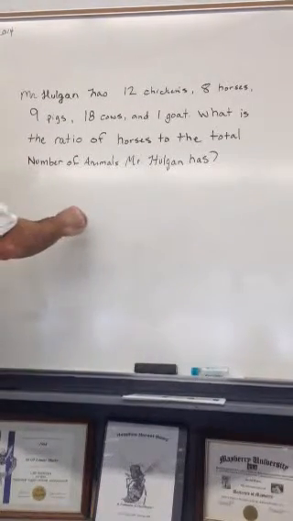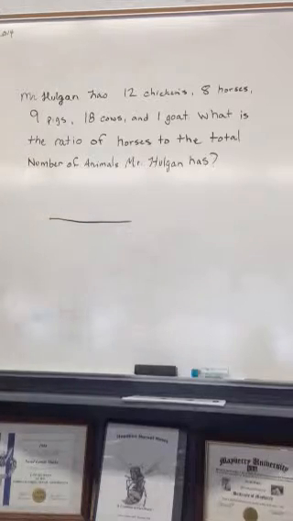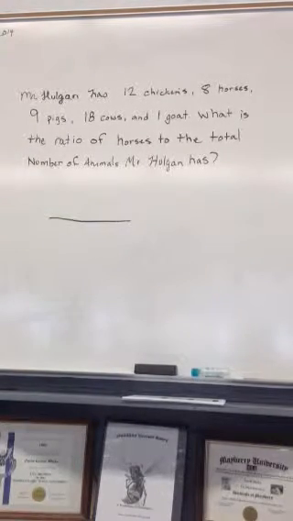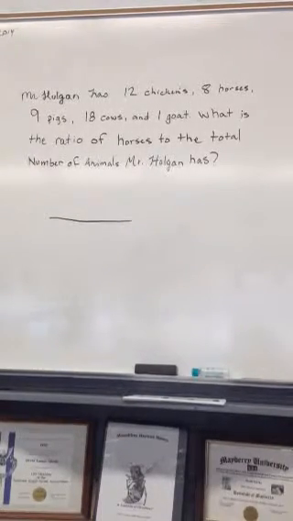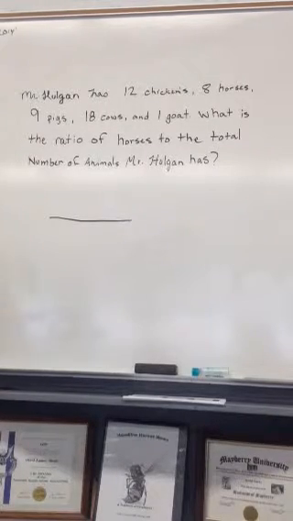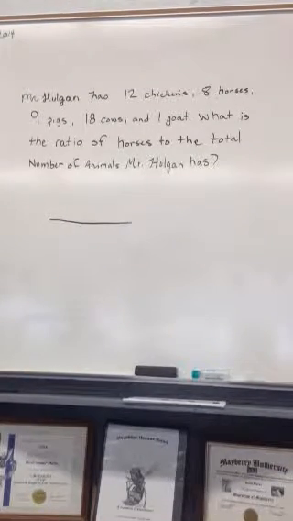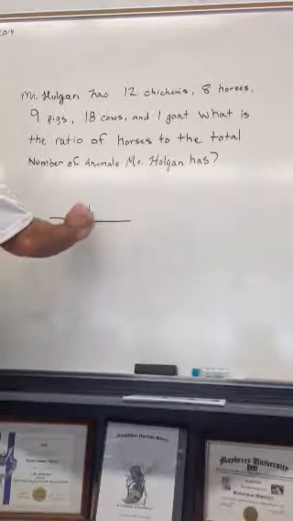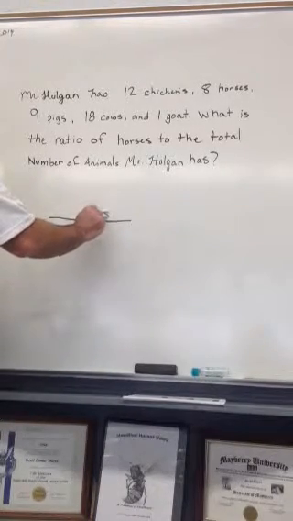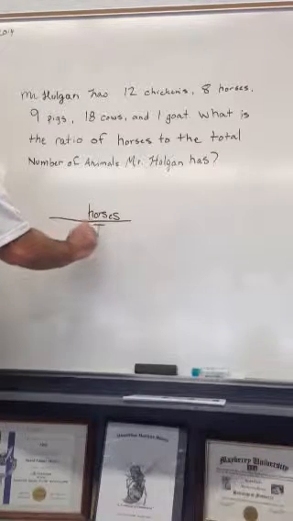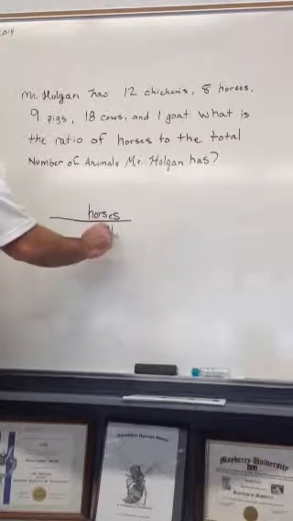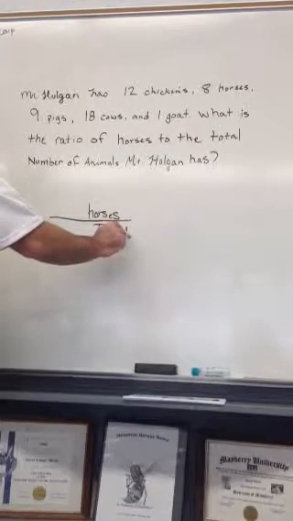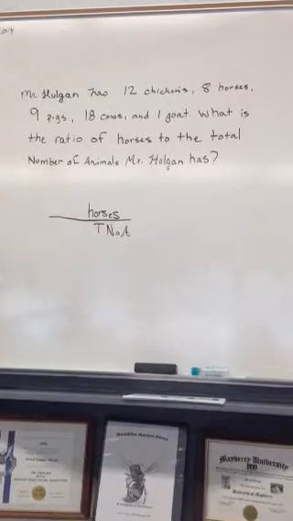We're not writing a fraction, but we are simply writing a ratio written as a fraction. The next thing we want to do is label what we're looking for. We are looking for the total number of animals and horses. So we are comparing horses to the total number of animals, which I'm going to symbolize with an acronym, TNOA.